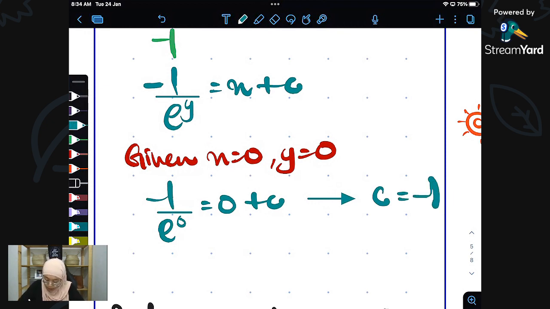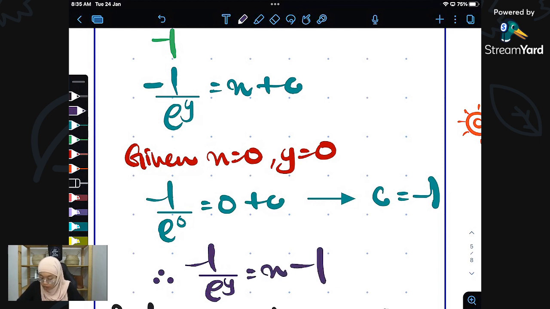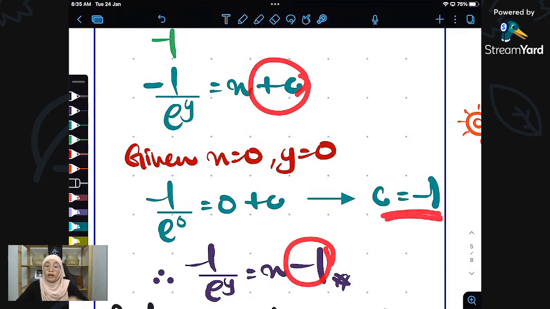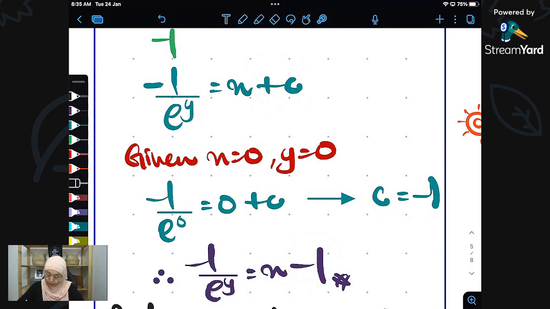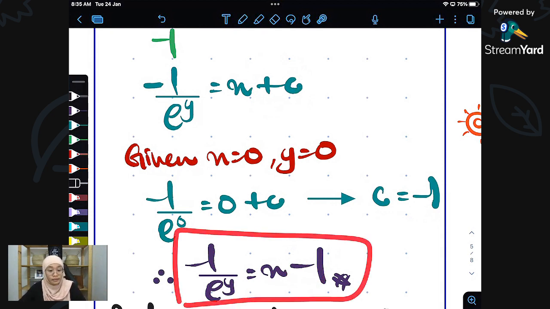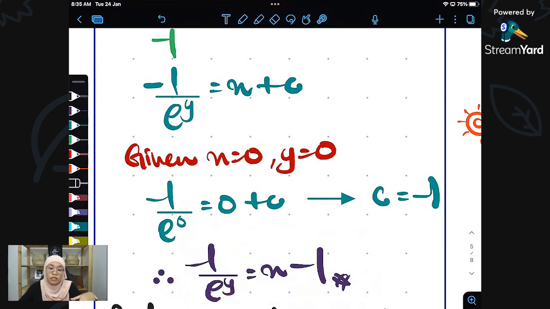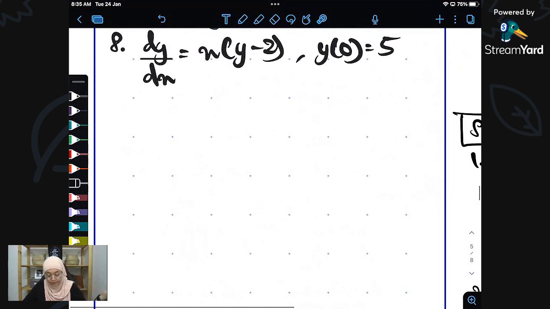Right? And so the final conclusion is just -1 over e^y equals x minus 1. So -1 is the plus c. I put it there because I already got my value of c, which is -1. Settle. This is the final answer. As I said, the left hand side here, remain it there. No need to change. Now let's go to the next example.